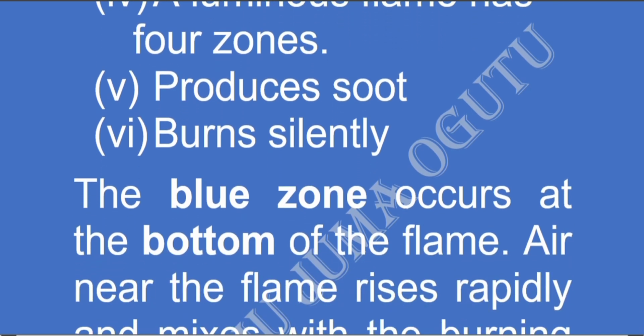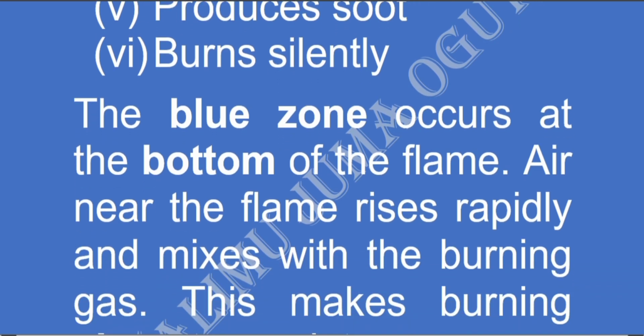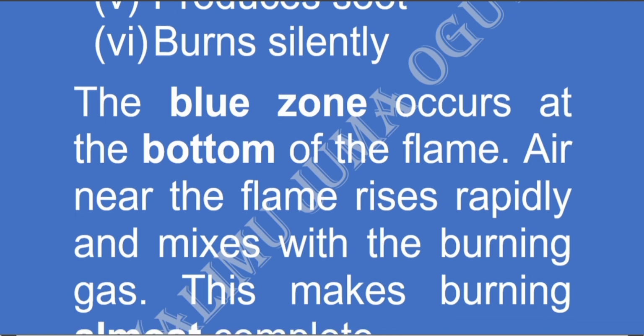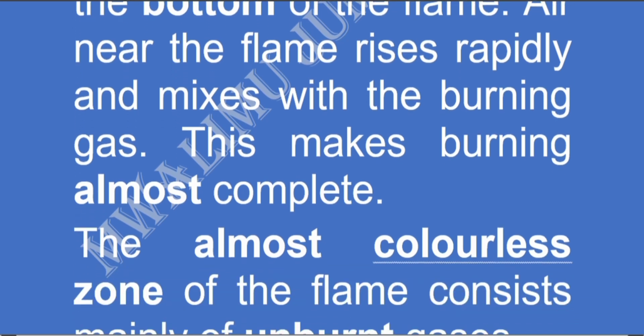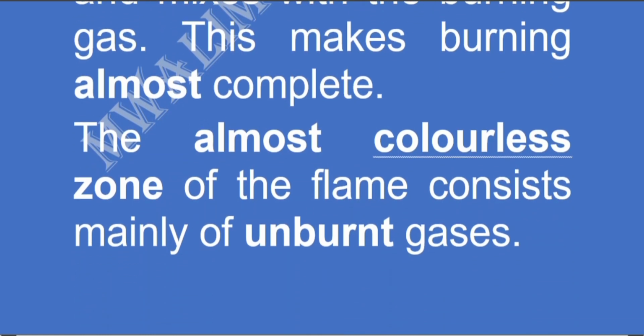The blue zone occurs at the bottom of the flame because air near the flame rises rapidly and mixes with the burning gas. This makes burning almost complete. The almost colorless zone of the flame consists mainly of unburnt gases.